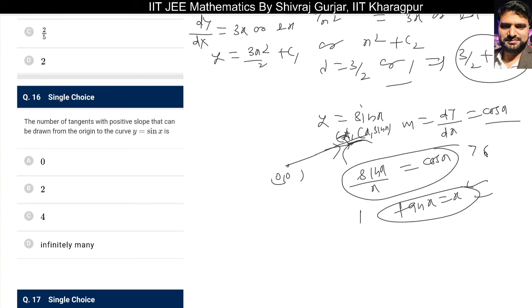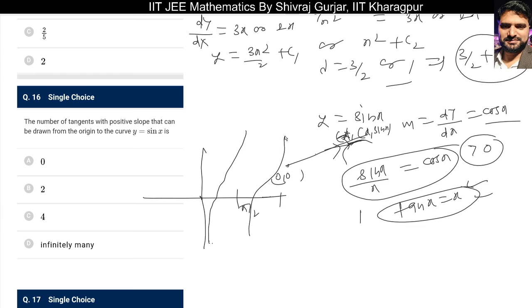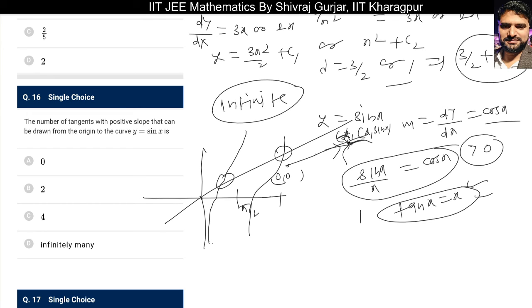Okay, this has to be always positive. So there are many possibilities. What is tan x? 0 at 0, infinity at pi by 2, and so on. So this will be like this, and y equals to x, so it will cut at many points. Okay, so there are an infinite set of tangents.